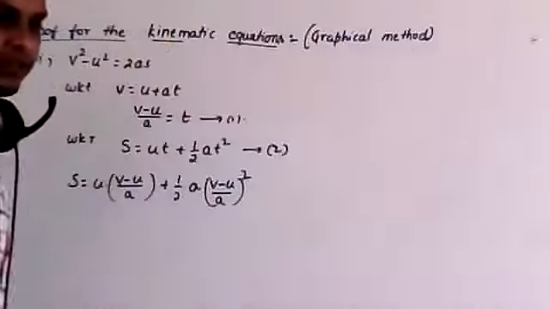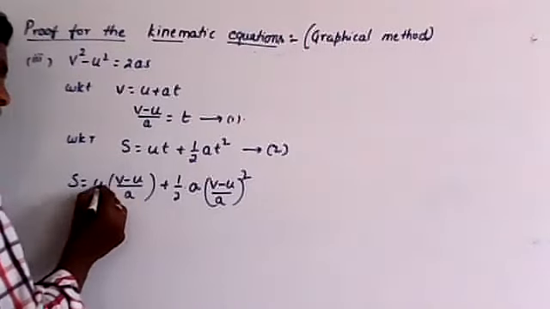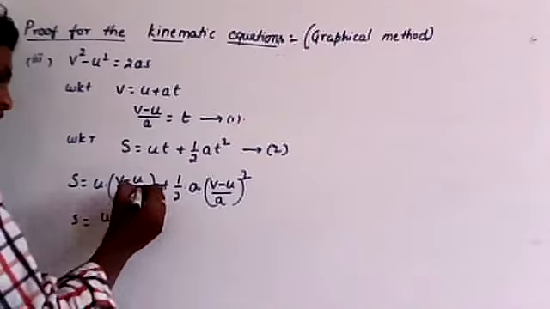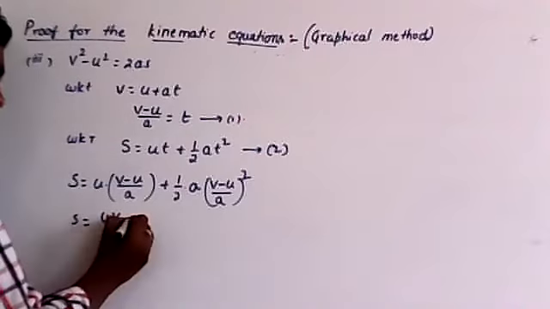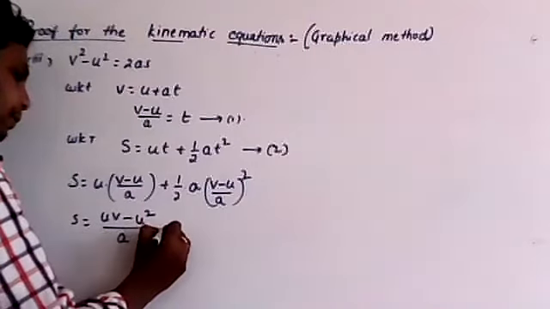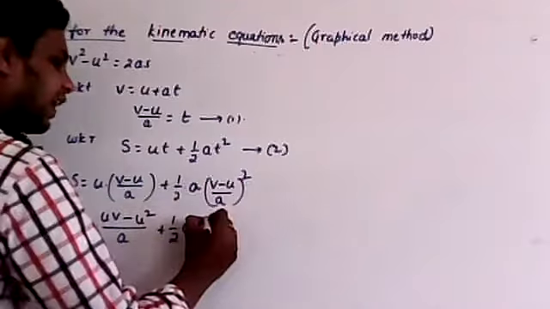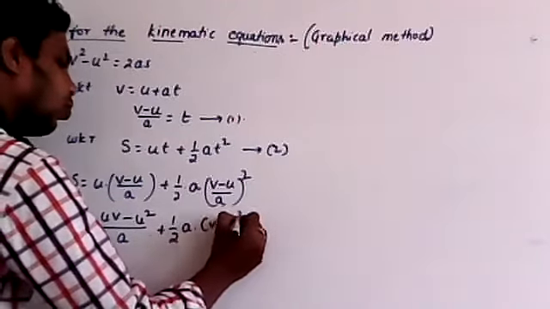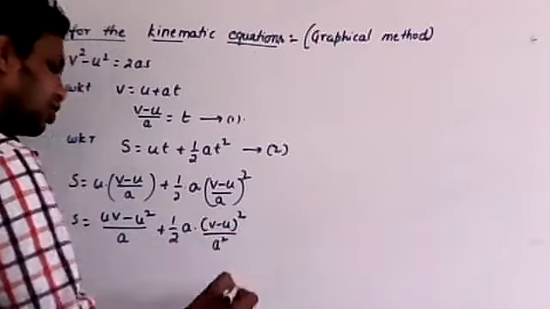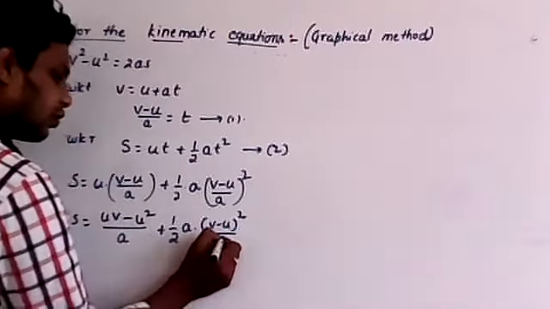The next step I'm going to do is s is equal to, I will multiply with u, then uv minus u into u, that is u square by a, plus 1 by 2a into, I will write like this, v minus u whole square by a square. Shall I write like this or not?